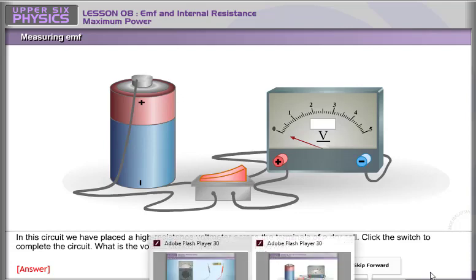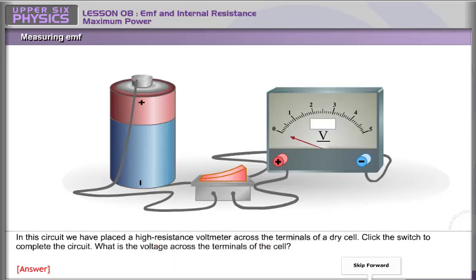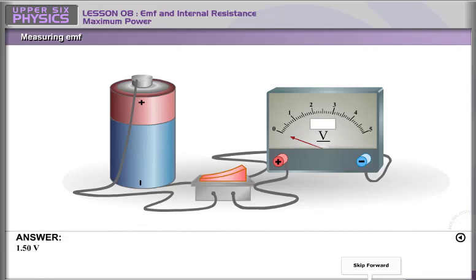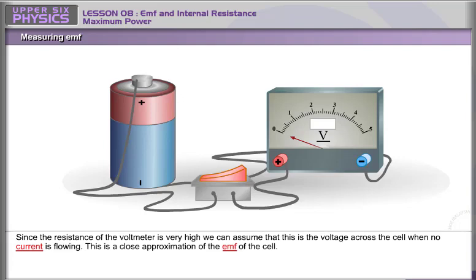In this circuit, we have placed a high resistance voltmeter across the terminals of a dry cell. Click the switch to complete the circuit. What is the voltage across the terminals of the cell? Answer: 1.50 volts. Since the resistance of the voltmeter is very high, we can assume that this is the voltage across the cell when no current is flowing. This is a close approximation of the EMF of the cell.